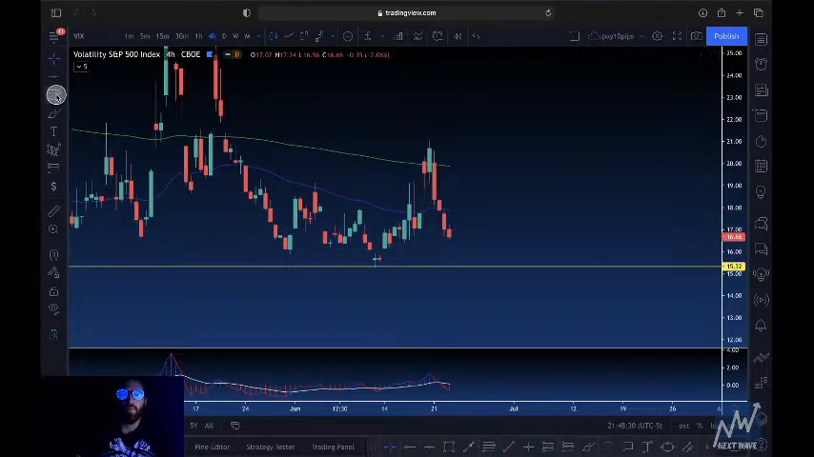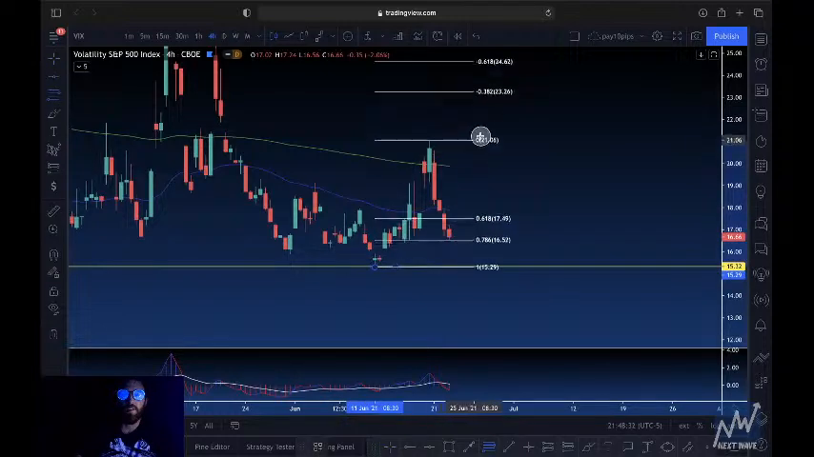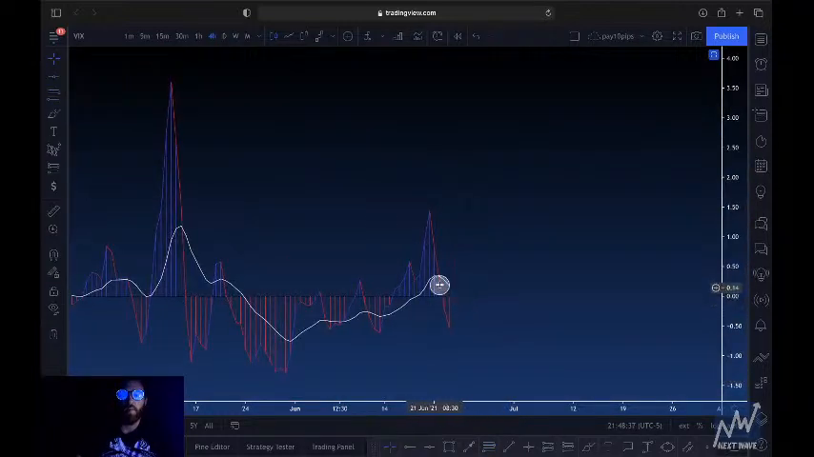So, you know, if you want to fib this from here to here, it's actually in a good swing spot to go back to the upside. Momentum, slow line is still up. It's pointing down, but it's still up. If the momentum starts to turn around, this is going to do something like that.